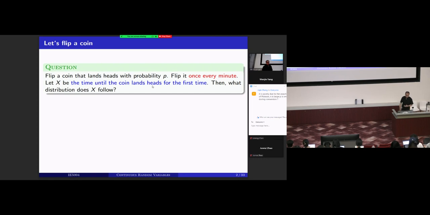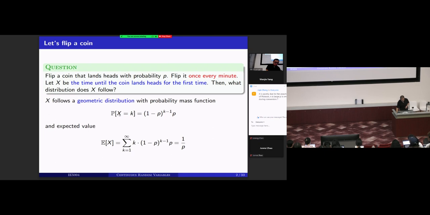So let's consider a question like this. We flip a coin, and this coin will land heads with probability P. And we flip it once every minute. Then we use X to be the time until the coin lands heads for the first time. The question is, what distribution does this X follow? Actually, it seems pretty simple, right? Because you flip a coin, and once you see heads, you stop. You know that the number of flips will follow a geometric distribution, right? In this question, X, the number of minutes, because we flip it once every minute, is just the same as the number of flips. So this X must follow a geometric distribution, right?